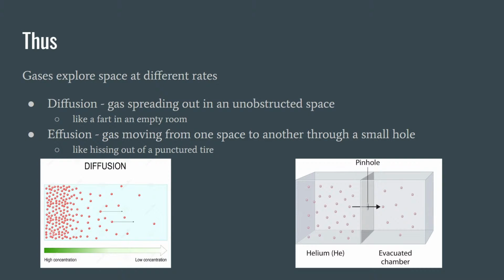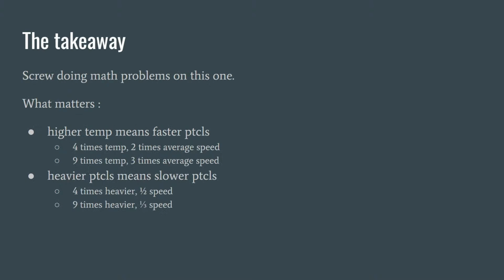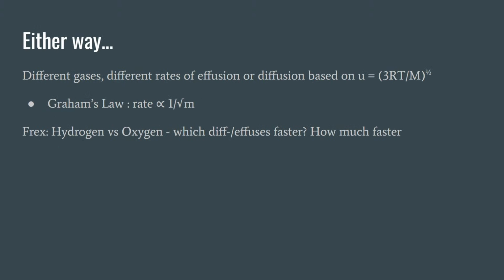All right, so what this means is that a heavier particle will diffuse or effuse slower than a lighter particle. They'll also diffuse or effuse faster at higher temperatures. And again, it's going to be 4 times the temperature, twice the speed, so it'll diffuse or effuse twice as fast. But if your particle is 4 times heavier, then it will diffuse or effuse at half the speed. So different gases will have different rates of effusion or diffusion based upon that same thing.